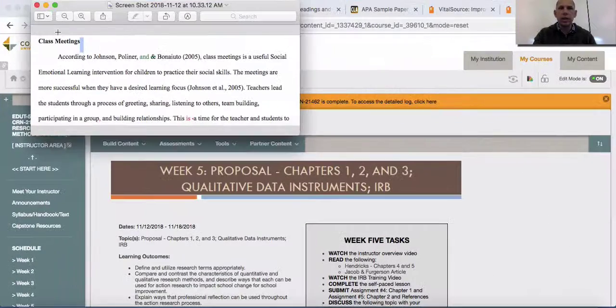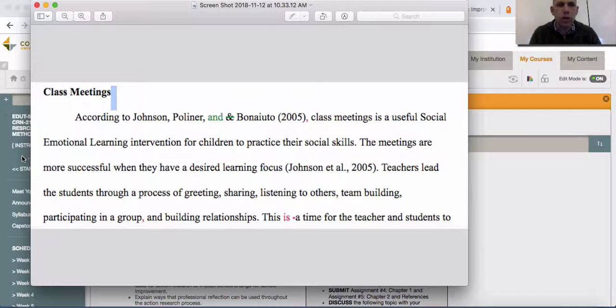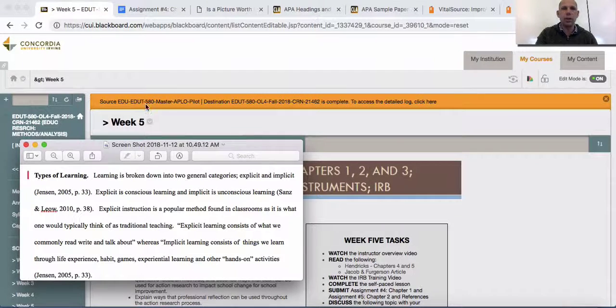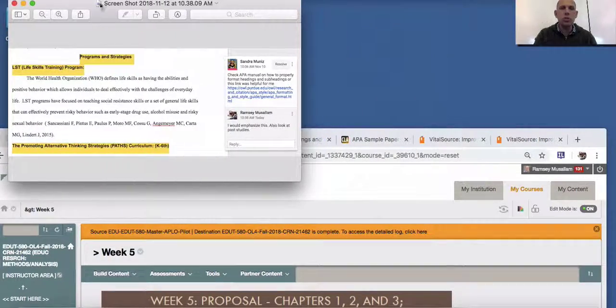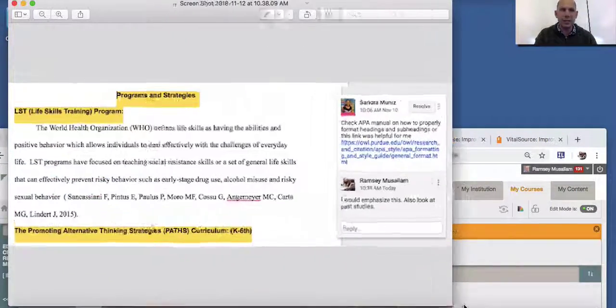So let's look at this. One of the things that we saw was the use of the ampersand within the text. So you see here, according to Johnson, Polliner, and this was edited out. Now we see this a lot. Good job, whoever edited this. We're going to use the ampersand when it's parenthetical, not within the text. This is a very powerful thing to do. Ampersand, fully parenthetical.